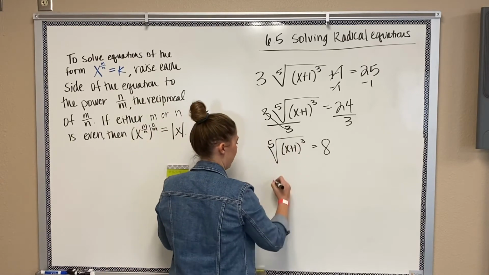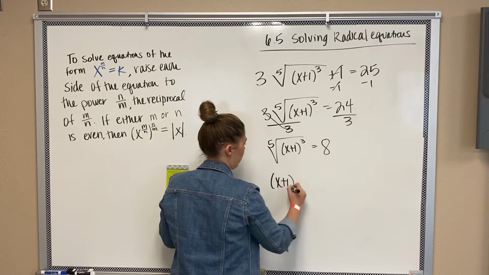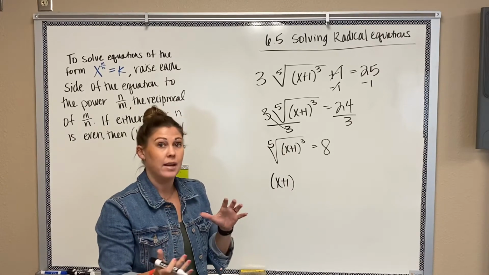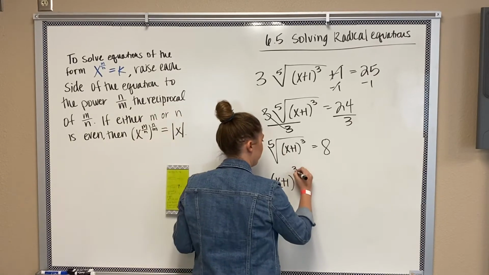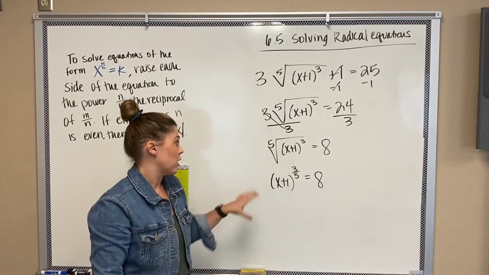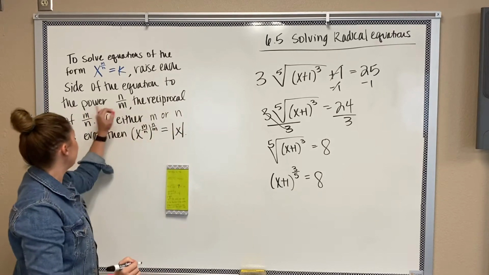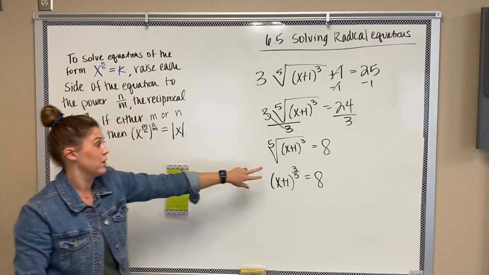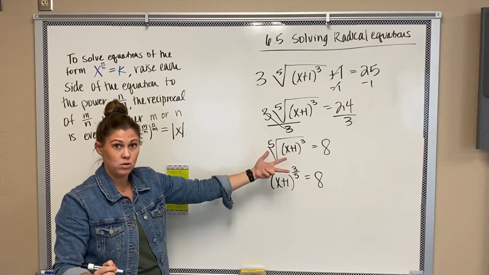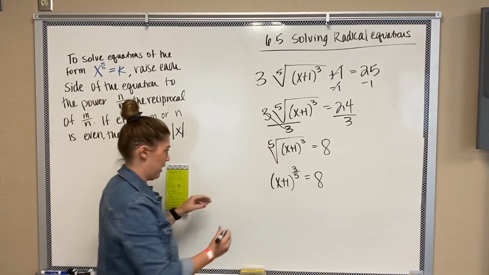So we have x plus 1, and remember this is the same thing as raising it to the 1/5 power. So that would be 3 over 5 is equal to 8. Okay, so here is what we do. To undo this raised to the 3/5 power, we raise it to the reciprocal, so to the 5 over 3 power.